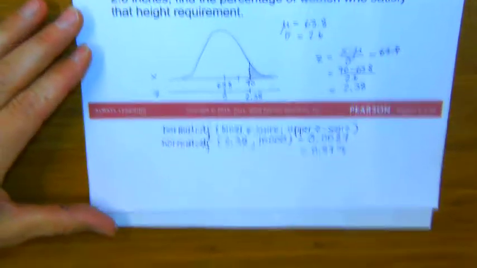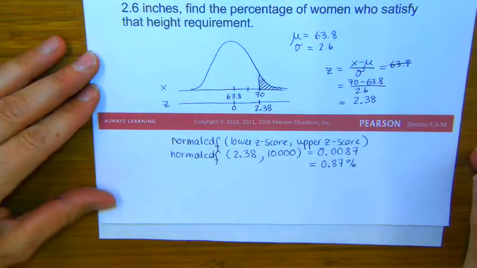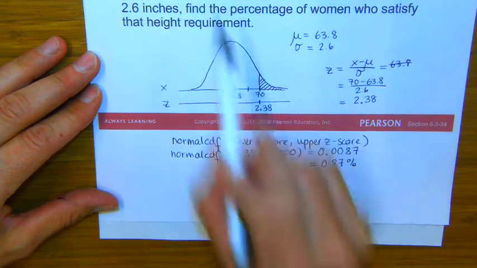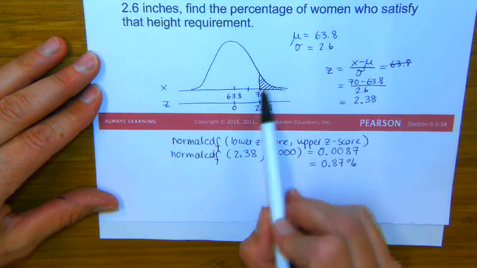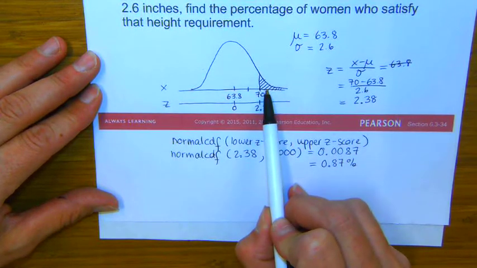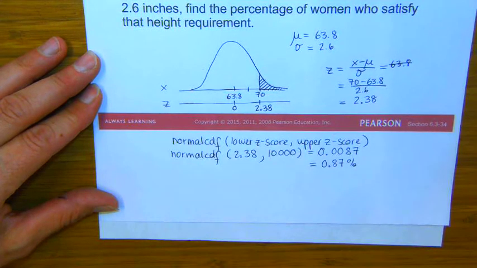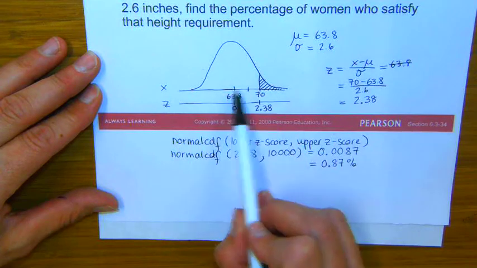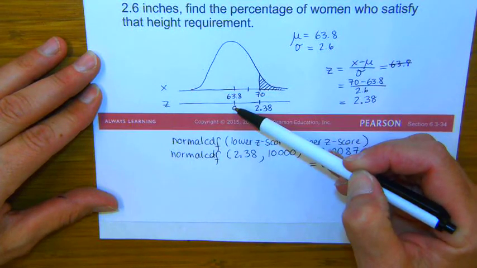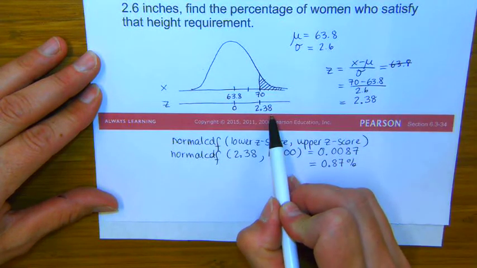Okay, so the idea over here is we draw our normal curve. We label it with the mean and then the value that we're interested in. Like over here, we're looking for the area which is for the people who are taller than 70. So we draw 70 and then shade to the right. We then convert these values to z-scores. The mean gets converted to a 0, and then the 70 changes it to a 2.38.